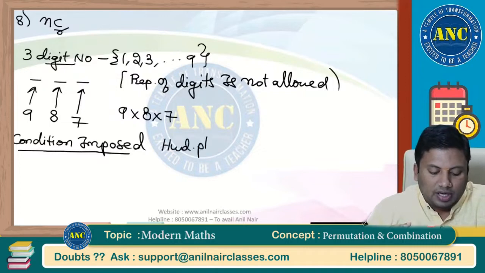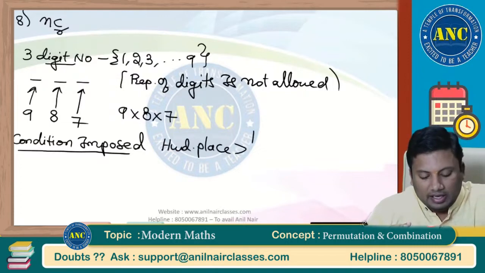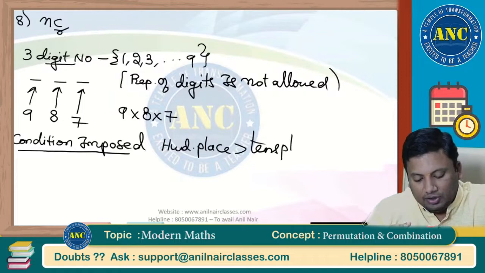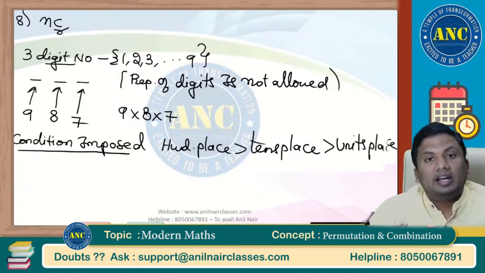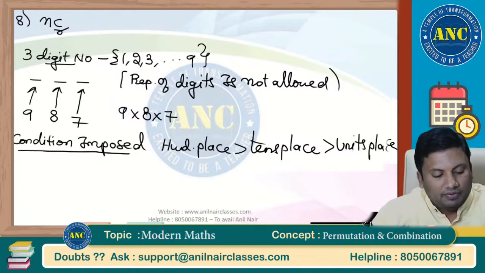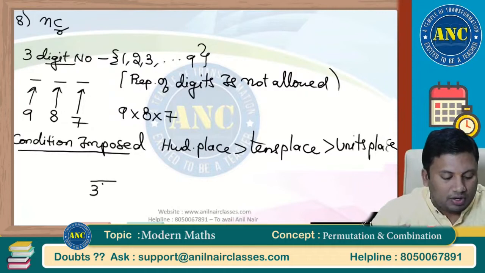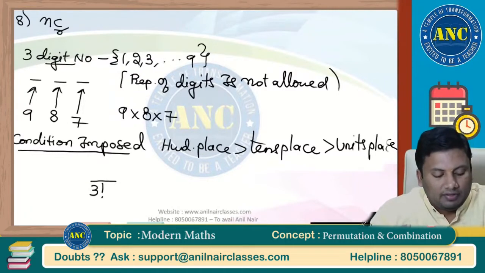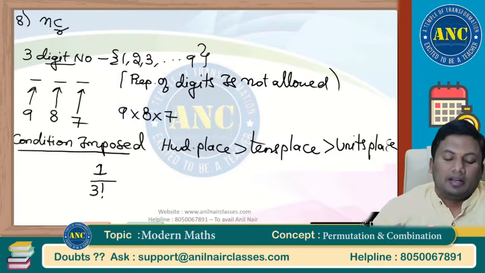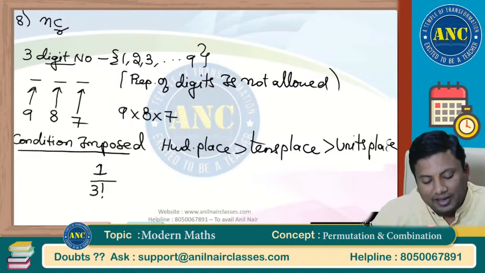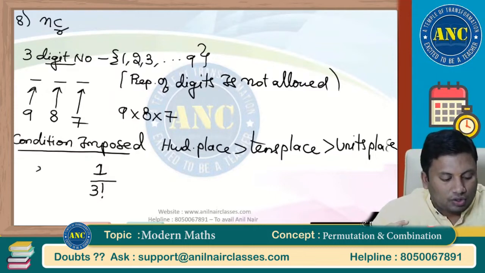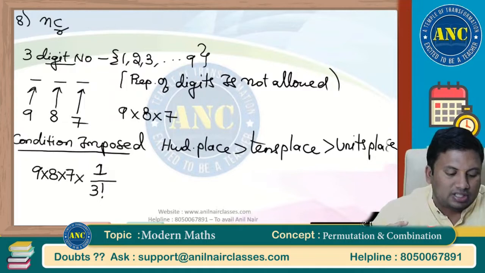Hundreds place is greater than tens place is greater than units place. There is a condition that is imposed on the question. These 3 places can arrange among themselves in 3 factorial. There will be one way where the numbers will be in ascending order, and also one way where they will be in descending order. So the total number of 3-digit numbers is 9 into 8 into 7.